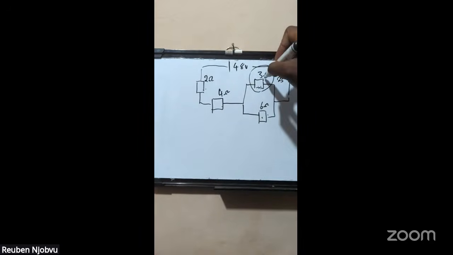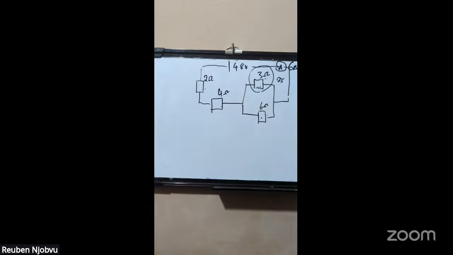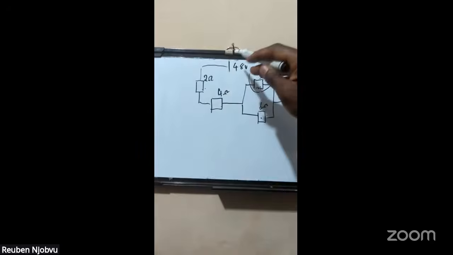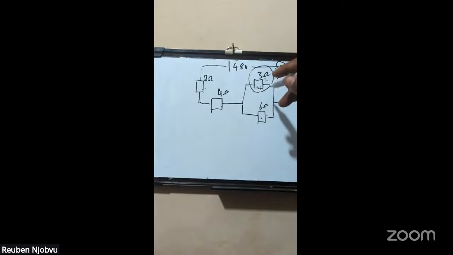So how do you find the current passing through at this point? That was my question now. How do you find the current passing through at that point? So you have 1, 2, and the whole of these 3. So how do you find the current passing through at this point? That's my simple question before we proceed, because you have to understand it properly, then we proceed to what the question is asking you.